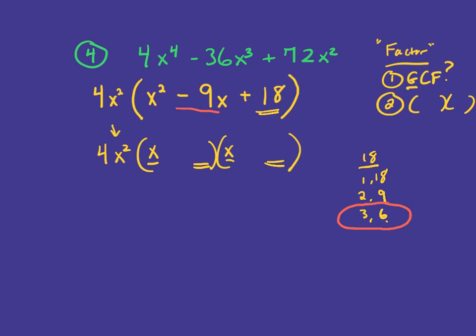We can get negative 9 out of both of those if their signs are both negative. Negative 3 and negative 6. 2 negatives multiply to be a positive 18. And then when we add them, they do add to be negative 9. So negative 3 and negative 6.